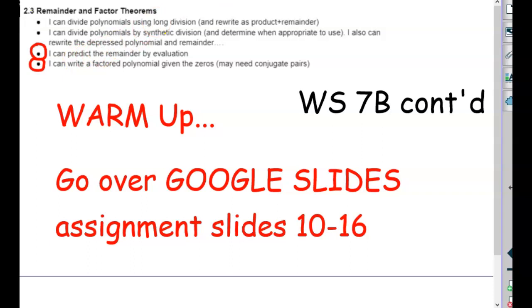Okay, let me find a pen here. Predicting the remainder by evaluation, and then writing a factored polynomial given the zeros. That's the last part of the lesson. And then find all the factors and write things in factored form is all part of this. All right.